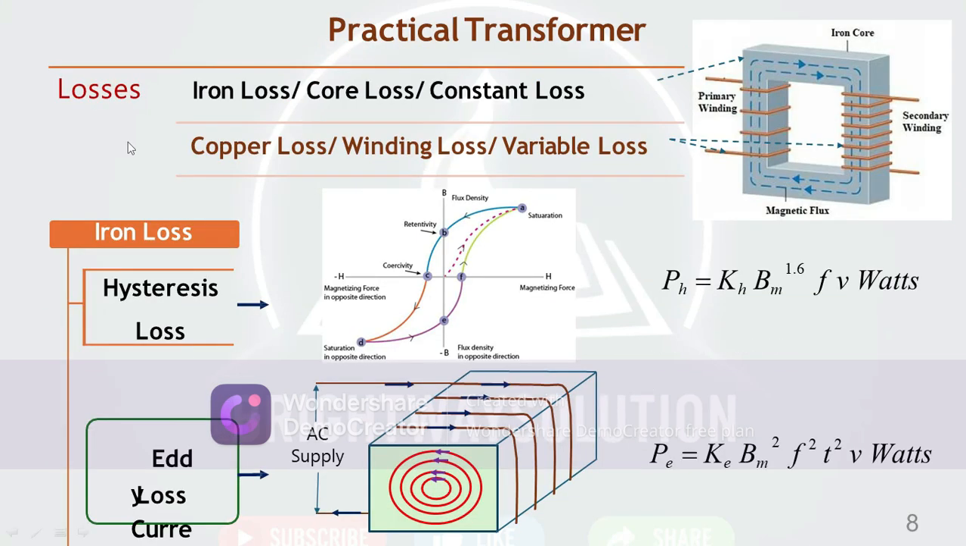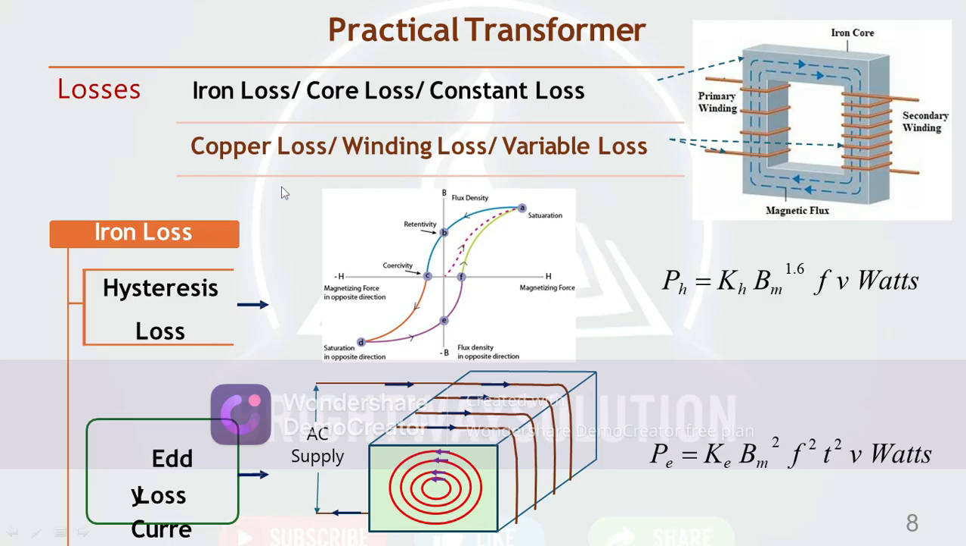There are two types of losses. Basically, iron loss, core loss, or constant loss; there are three names for the one loss. Iron loss, core loss, and constant loss. The other loss is copper loss, winding loss, or variable loss.